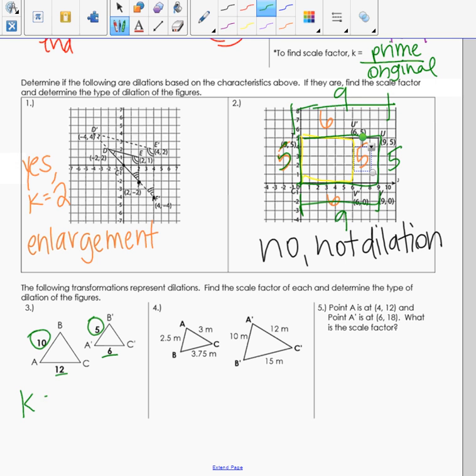So my K value here, let's pick the bottom pair. Let's do AC. Why not? My prime is 6, and my original is 12. So my K value is 1/2. Okay? So because it's 1/2, it's a reduction.